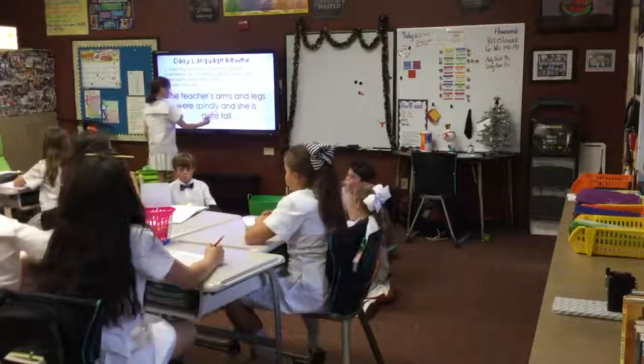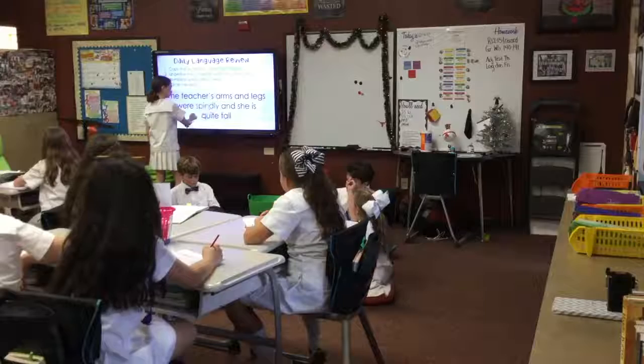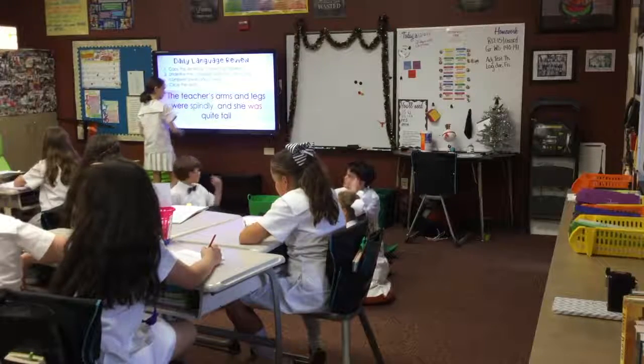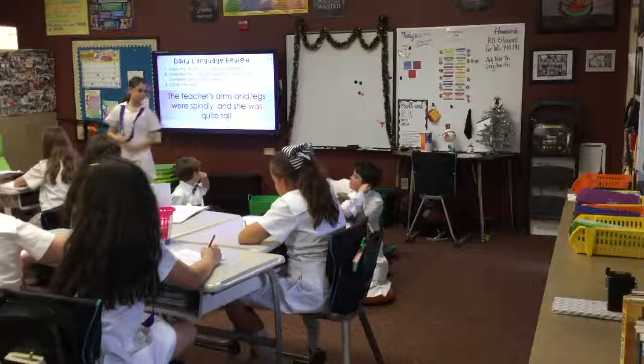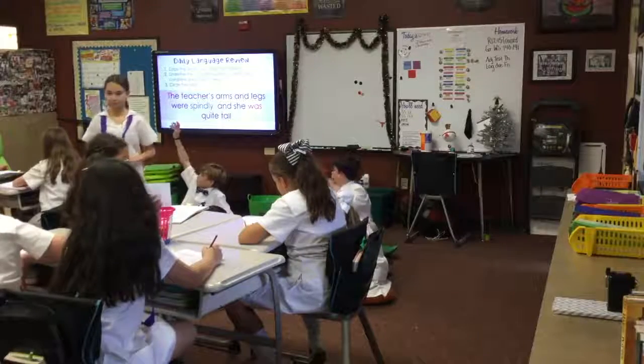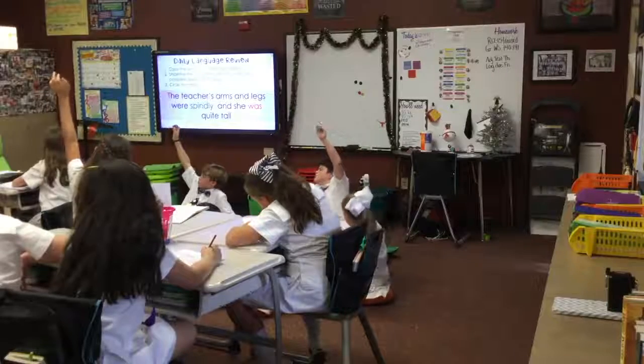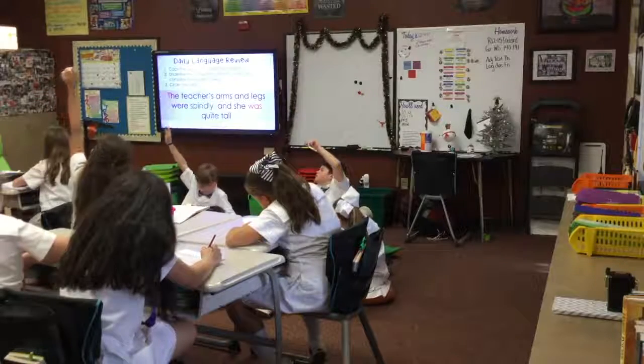Greer? Because it says the teacher's arms and legs were spindly. You got it. Yeah, they have to match. The tenses have to match. I'm not going to write a story where half is happening right now and the next sentence is happening last week. They need to match.